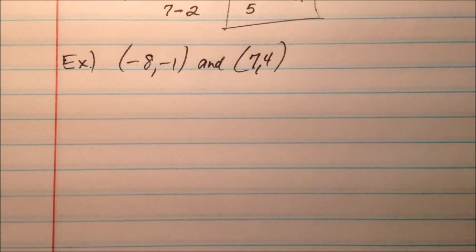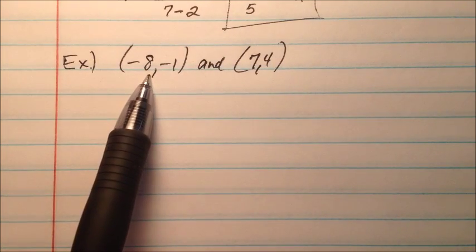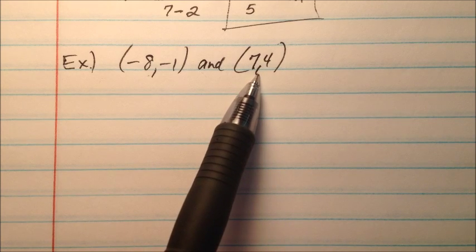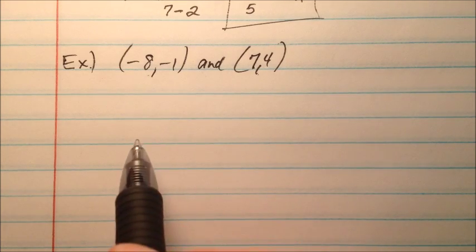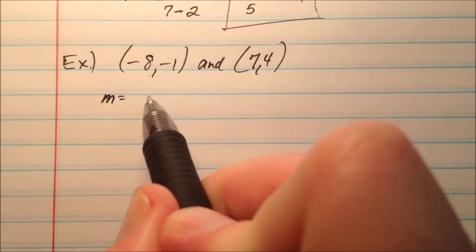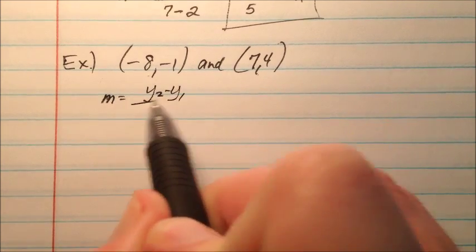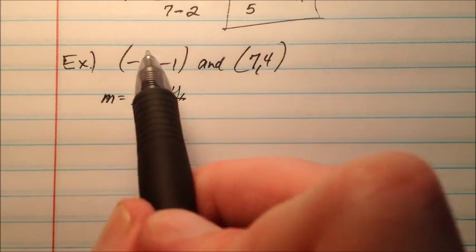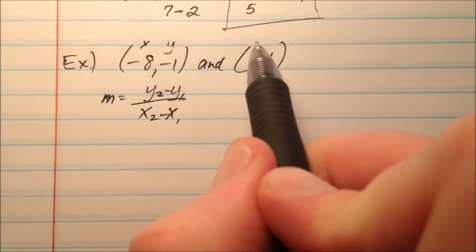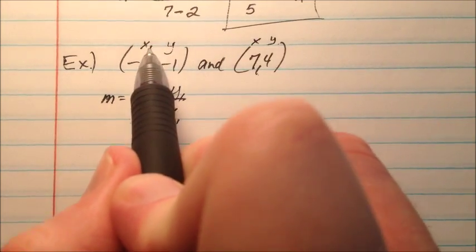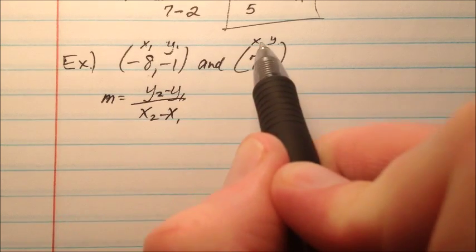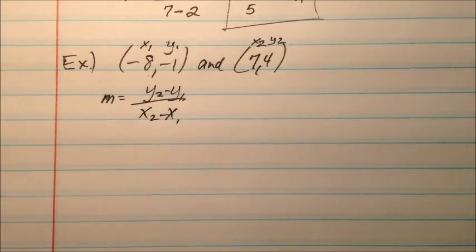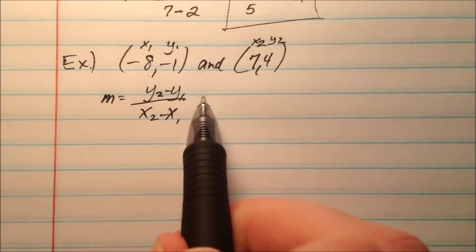In our next example, we have 2 more points, (-8, -1) and (7, 4). So still, we're going to use our formula, y2 minus y1 over x2 minus x1. And in our case, we have an x and a y, and another x and a y, and this could be our first point, and this could be our second point. So we have the value then for each one of our variables here.